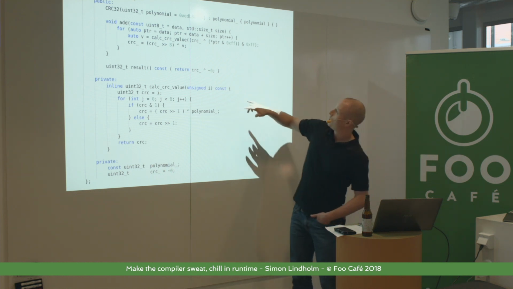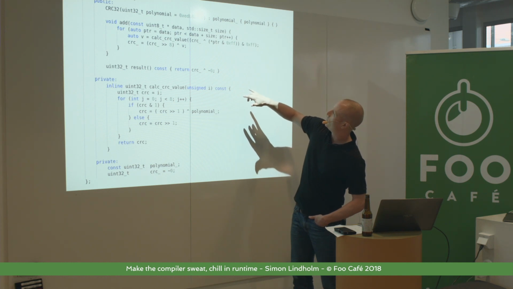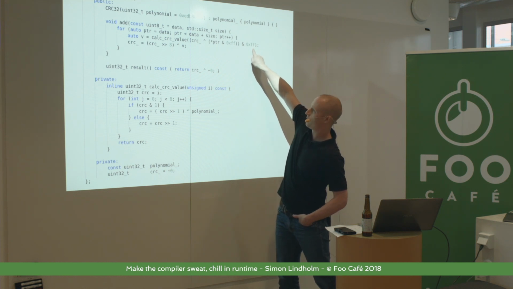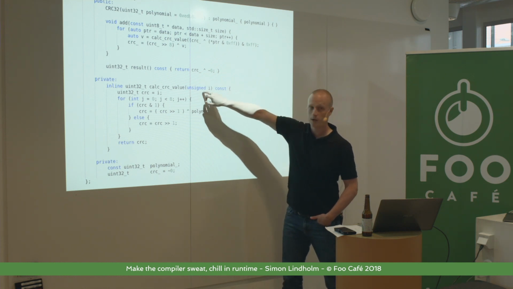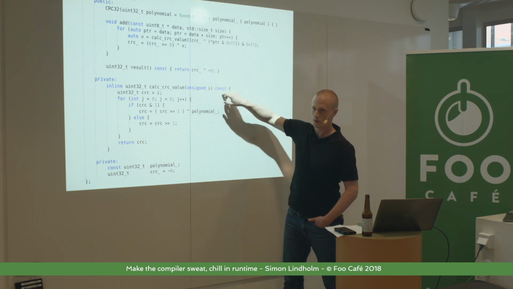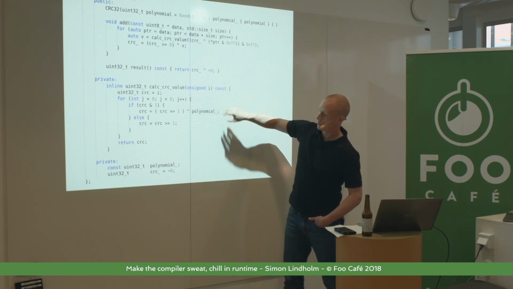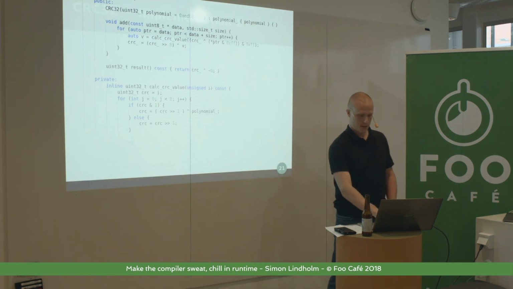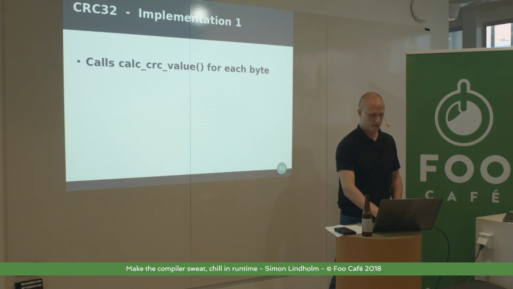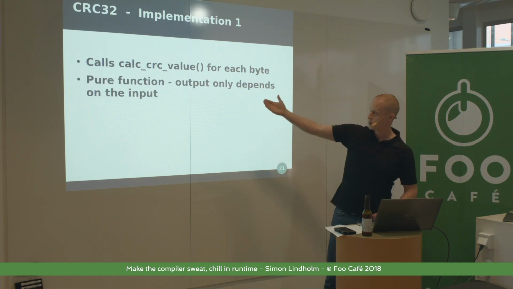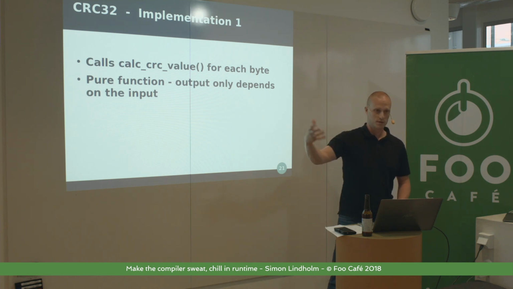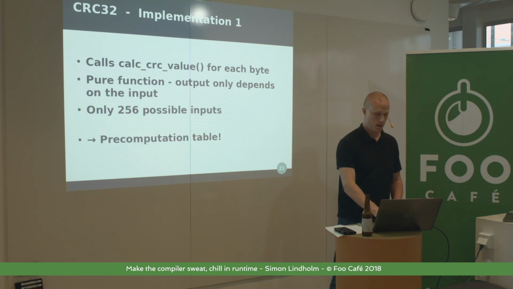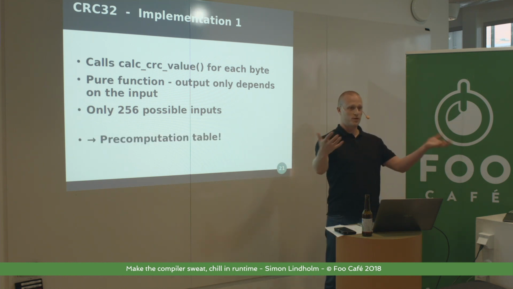And if you look here, you're ANDing it by FF. So the only possible input values here are 0 to 255, and it only depends on this polynomial and the input value. You call calc CRC for each byte. It's a pure function because it only depends on the input; it doesn't care about state. There's only 256 possible inputs, as I said, and so the obvious thing to do is to make a pre-computation table.